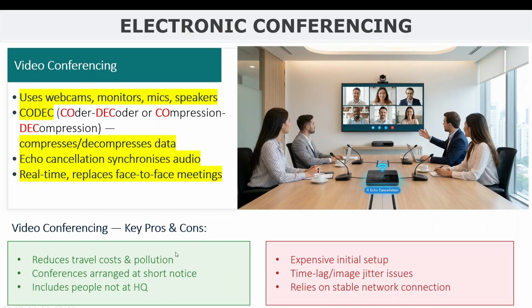Some disadvantages to video conferencing are that it's expensive to set up. The initial setup is always expensive, and then there are time lag and image jitter issues. I mean, there are cases where when you have bad network or bad internet, there can be some issues with the image. It's jittering. And then again, you have to rely on a stable network connection in order to have a good meeting. So that is it about video conferencing.